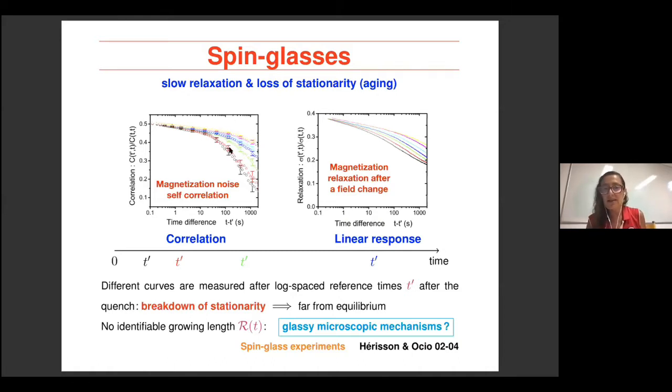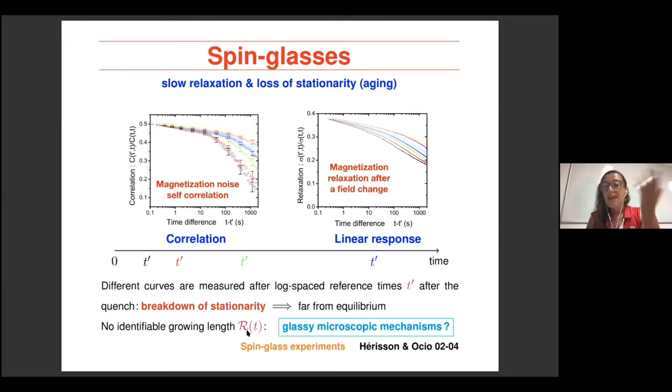So I don't know how many averages they had to do. You see, these curves are not as nice as these ones. It was a thesis of Didier Hérisson, so it took like 3 years for these experiments to be done, and Miguel was preparing the experiment beforehand, so it was a really huge effort.